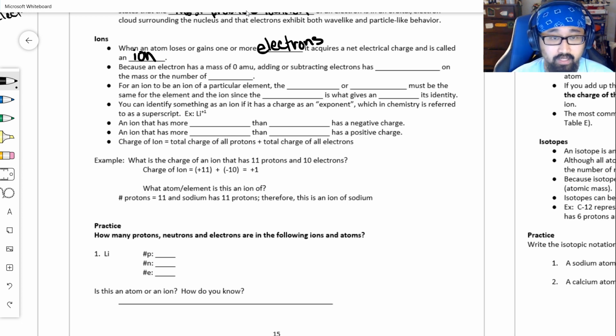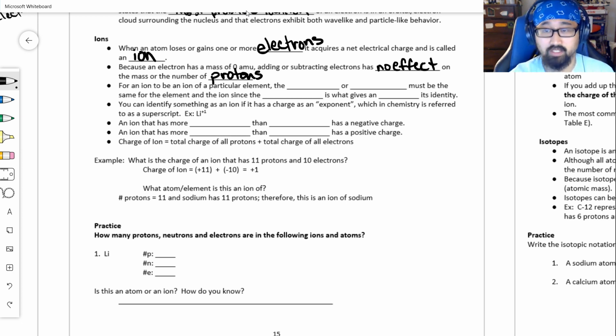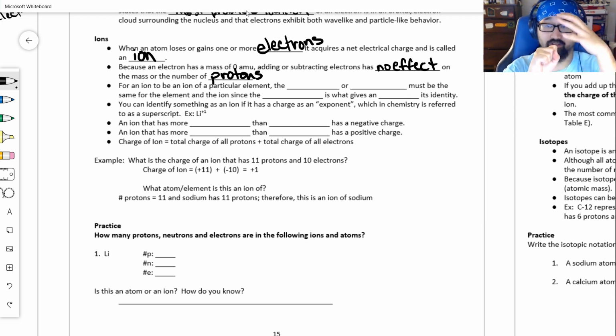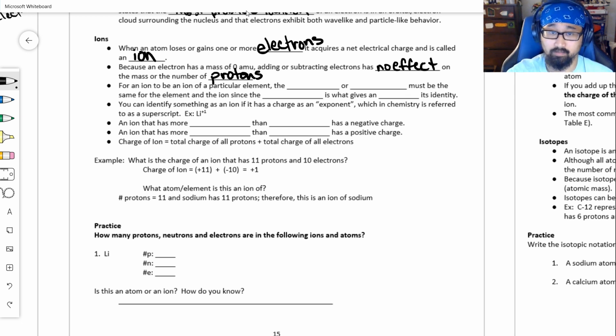Now, electrons have functionally zero mass. They have a mass of 0 atomic mass units. So adding and subtracting electrons has no effect on the mass. It also has no effect on the number of protons. Think back to our understanding of the atom. You have the nucleus and you have electrons out here. I can add or remove electrons from out here without influencing what's in the nucleus. In fact, it's essential that we don't influence what's in the nucleus.